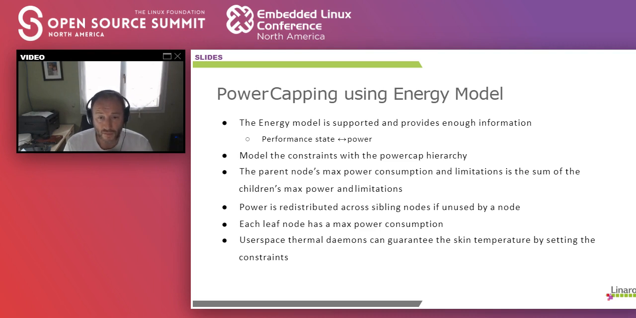As we have this performance state and the power, we can build a model of constraints with the power cap hierarchy, and show not necessarily the connection between the devices in terms of hardware. We don't want to represent the floor plan, but what we want to show is the constraint between these devices in order to balance the power budget across the different nodes. As we saw before in the figure, for the parent we get the sum of the children. So the parent node max power is the sum of the max power of the children, and the power limit of the parent is the sum of the power limit of the children. In this hierarchy, the leaves of the tree are the devices themselves, being able to give their power consumption through the energy model.